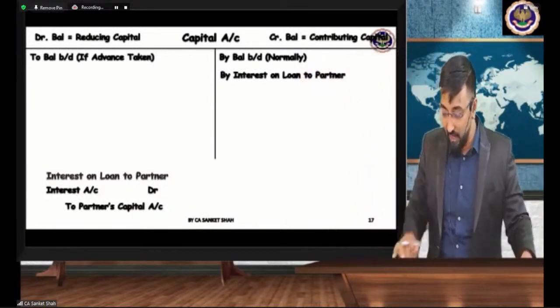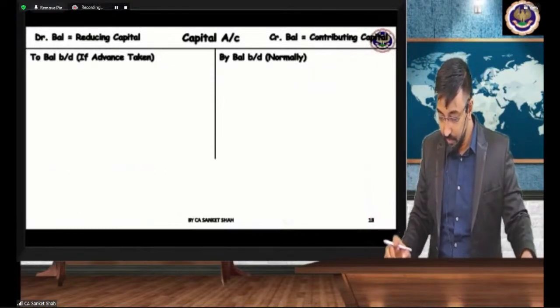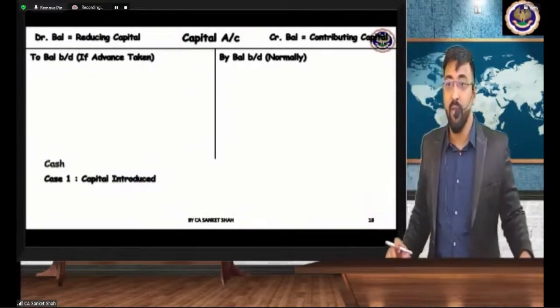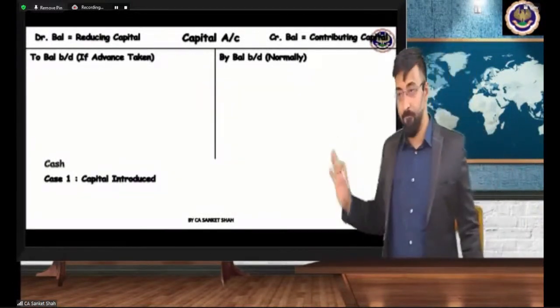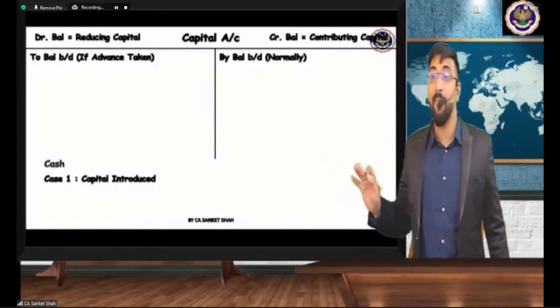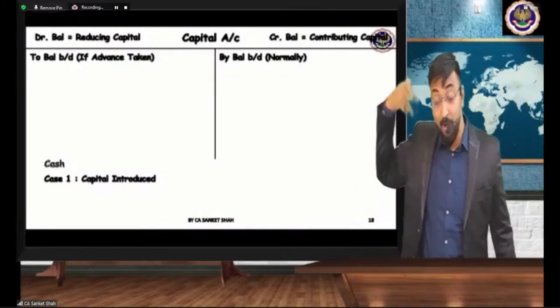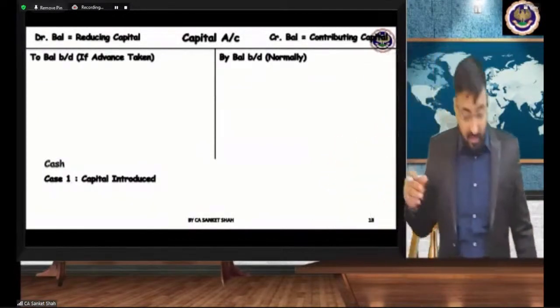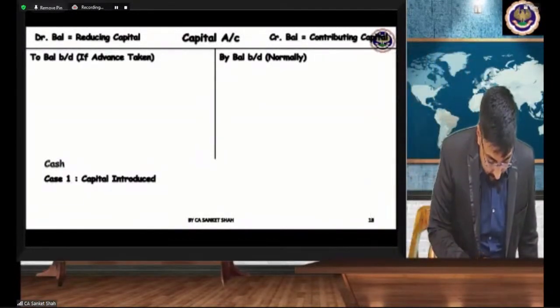Write down. Now second one, interest on loan completed. Cash, capital introduced. So case 1, capital introduced. Think from the angle of firm. Whether for firm he is a creditor or he is a debtor. Let's see who is answering very fast.